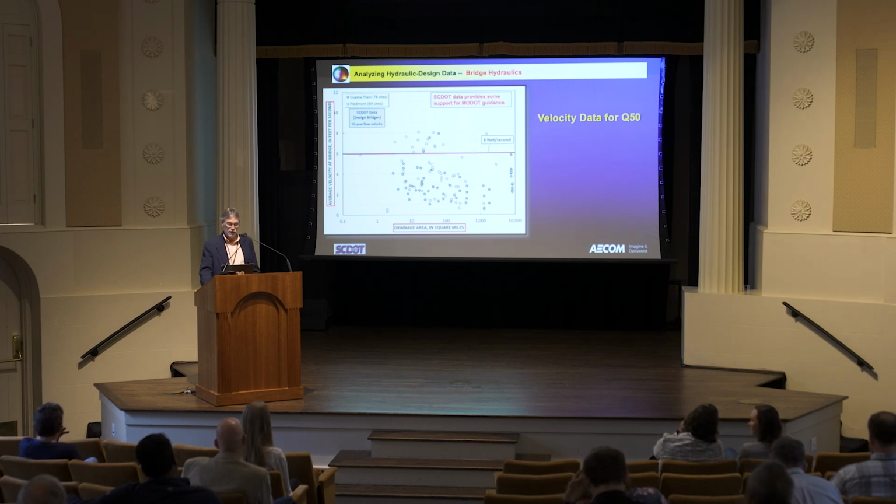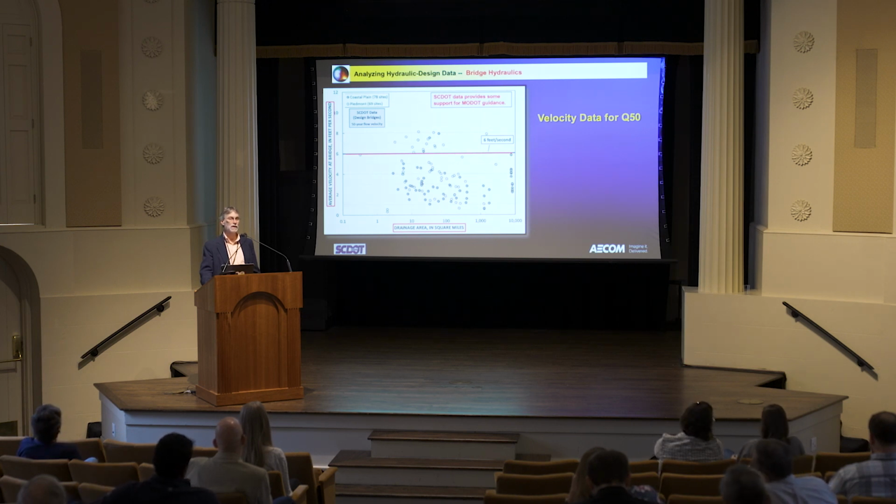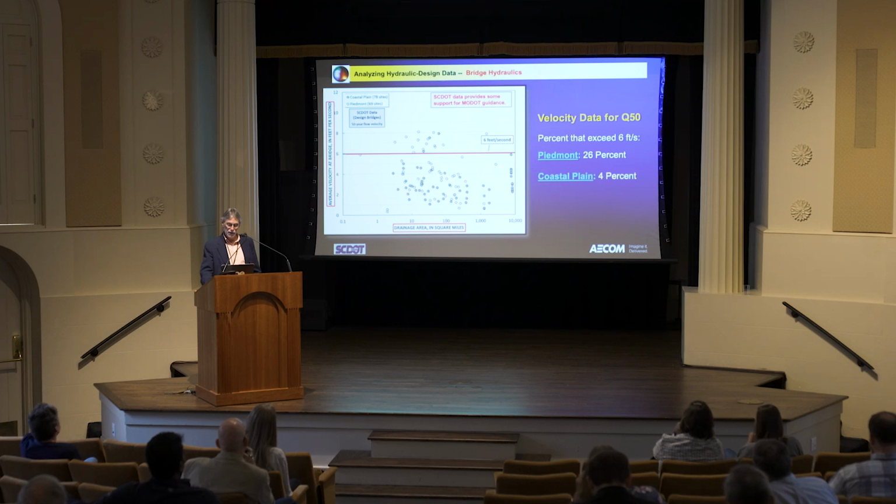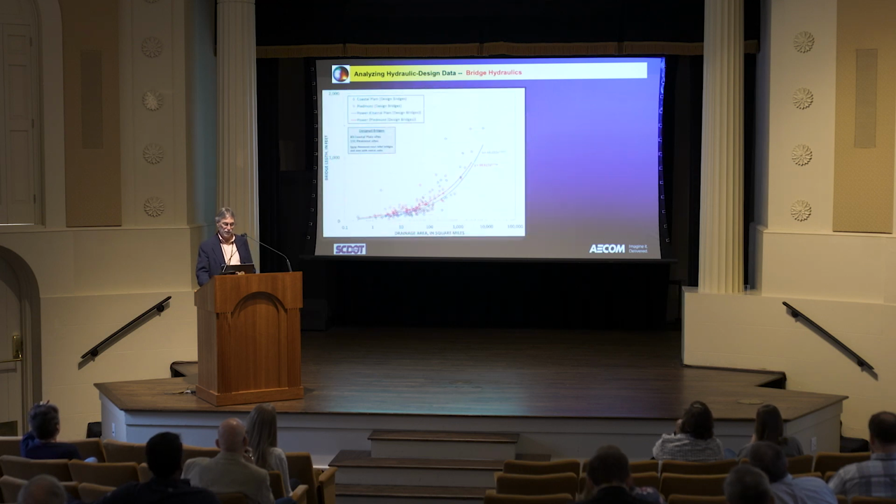So as you can see, most of them are below 6 feet per second, and you have a few sites that had higher velocities. So 6 feet per second and below is probably a reasonable target, realizing you're going to have some sites that may have 6 feet per second or higher velocities, but not many. Okay, I'm going to go through here quickly to wrap this up.